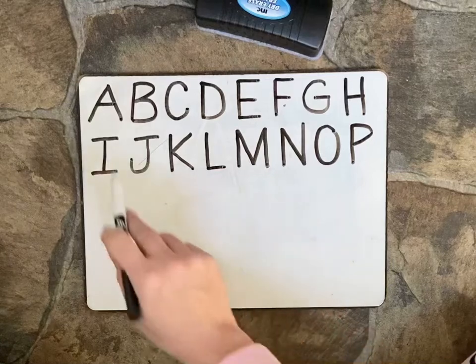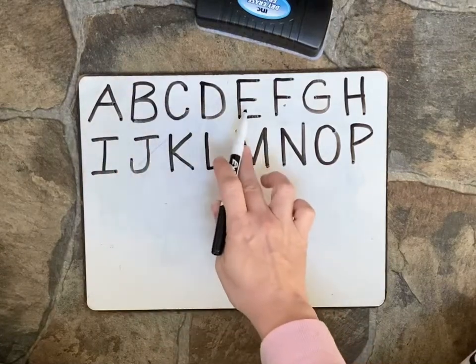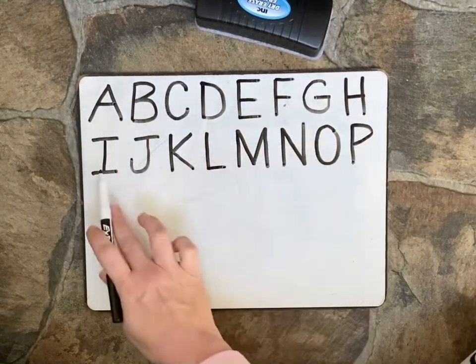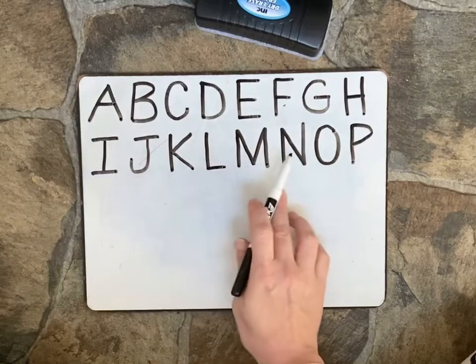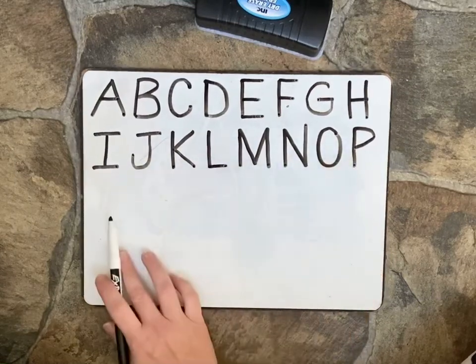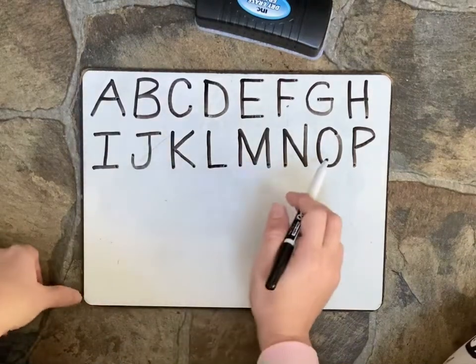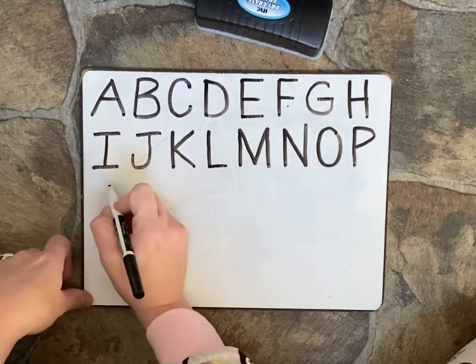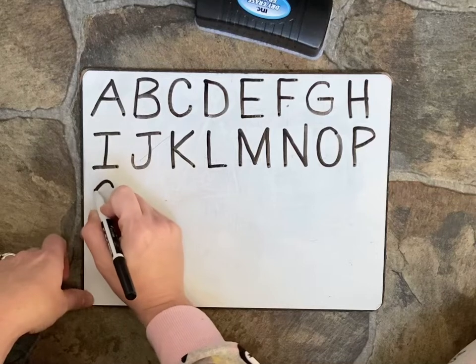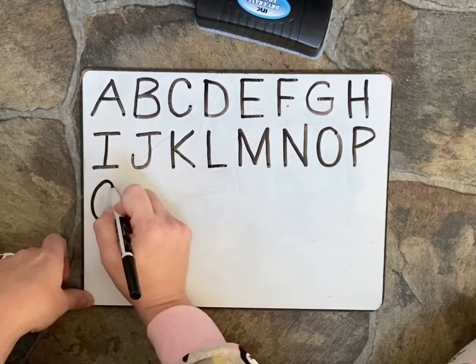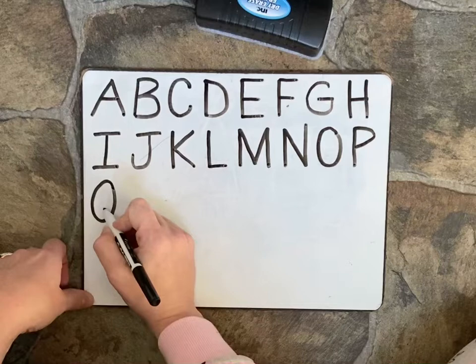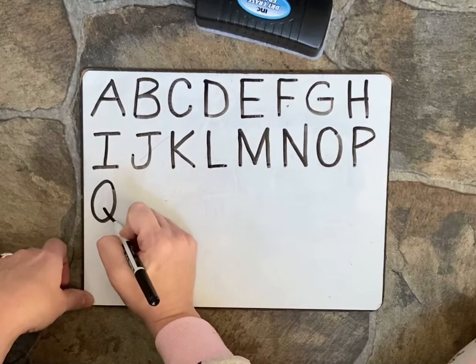All right, so we have A, B, C, D, E, F, G, H, I, J, K, L, M, N, O, P. And what's next? Q. Now you just did an O, so I know you know how to do a Q. Start like your O, go around, close it, and you just have to start right here and slant down to make a Q.